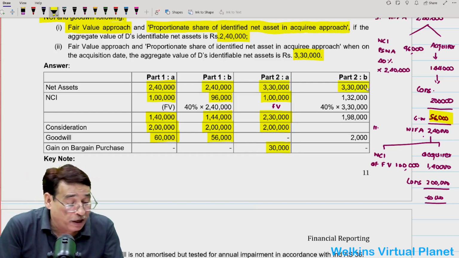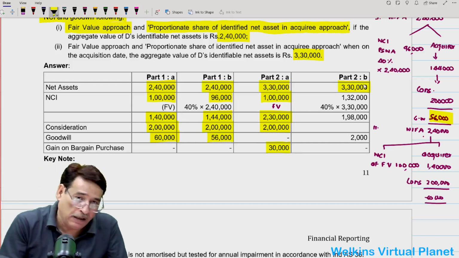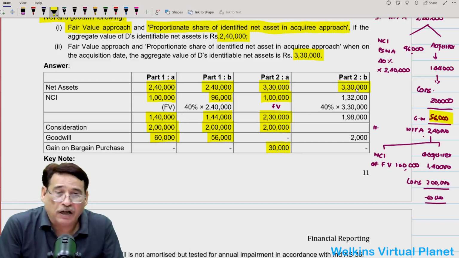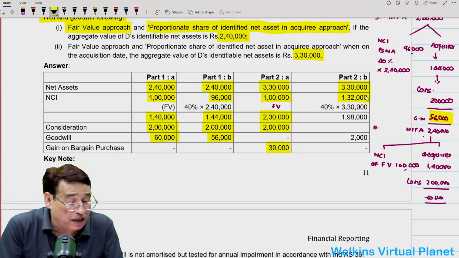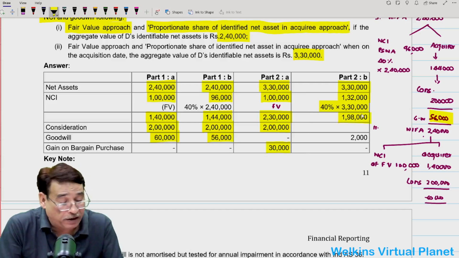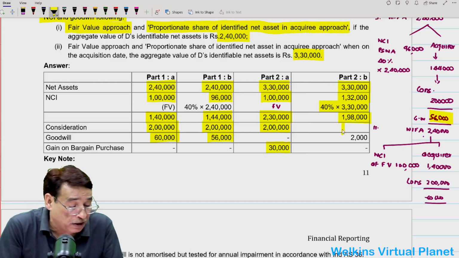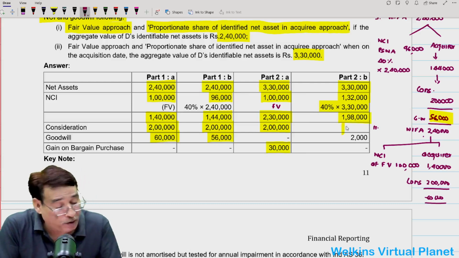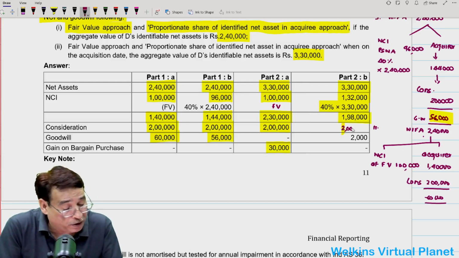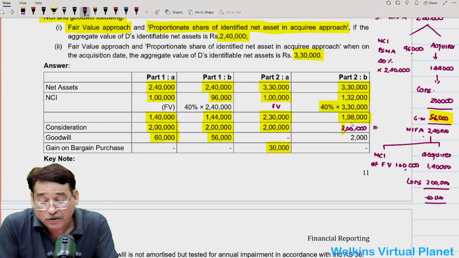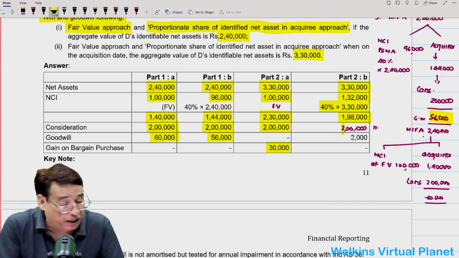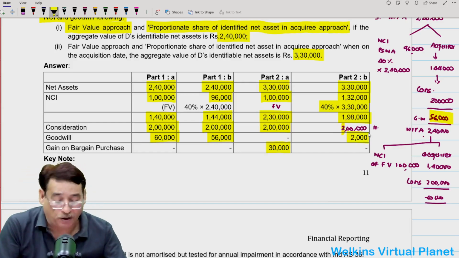And suppose I compute under part 2, with 3,30,000 net assets, NCI on proportionate share of net assets basis, we will get 132, share of acquirer 198. Then I will compare it with rupees 2 lakh of purchase consideration. The amount of purchase consideration is 2 lakh, slightly higher. So even in this case, we are going to have goodwill. Is it clear to you or not?